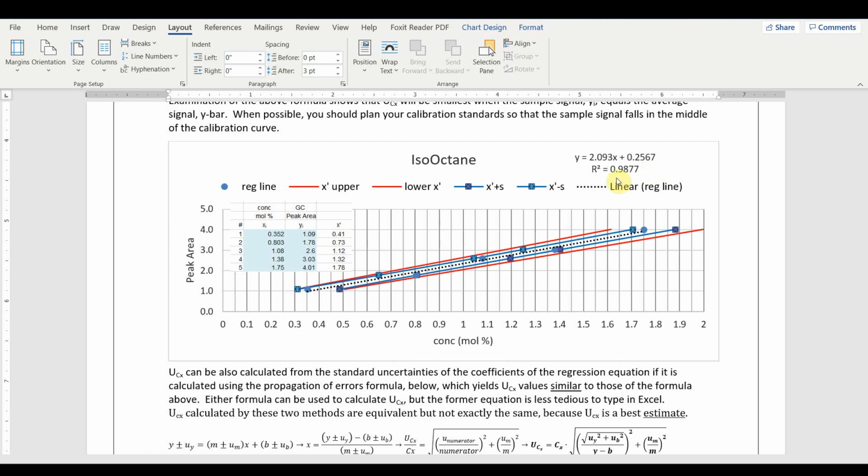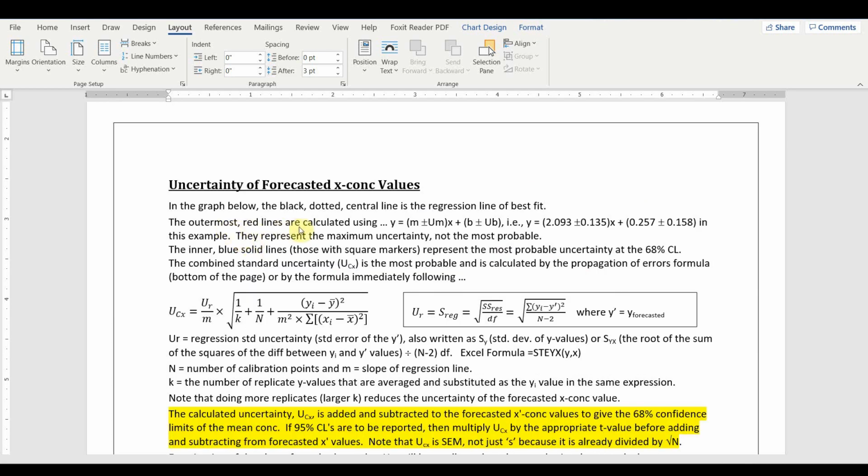It's 0.99 at best. Now as we look at this graph, the dotted central line is a linear regression line of best fit. The upper red line is calculated as y equals mx plus b, but we've added the uncertainty of the slope and the intercept. And the lower red line is calculated using y equals mx plus b, but in this case we're subtracting the uncertainty of the slope and the uncertainty of the intercept.